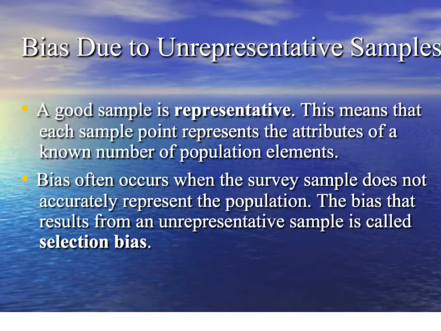A good sample must be representative of the population. This means that each sample point or member should represent the attributes or the characteristics of the entire population. Bias often occurs when the survey sample does not accurately represent the population. The bias that results from a sample that is not representative is called selection bias.